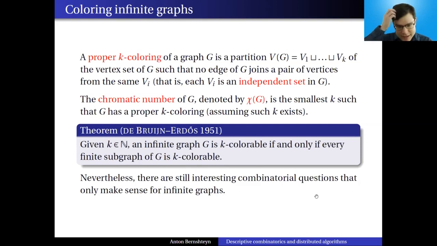Well, actually, that's the whole point of descriptive combinatorics. Even though this statement is true, there are still questions that you can ask about colorings of infinite graphs, even with finitely many colors, that do not immediately reduce to finite questions in this way. There are some new phenomena that occur, and some of those phenomena are studied in descriptive combinatorics.